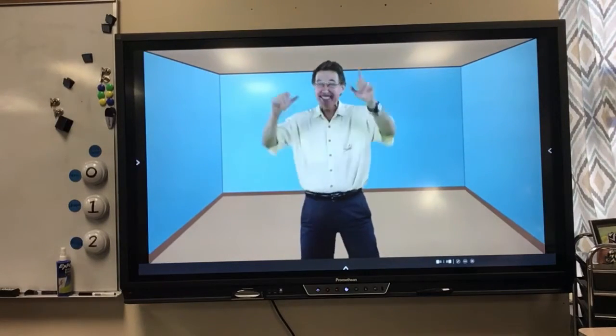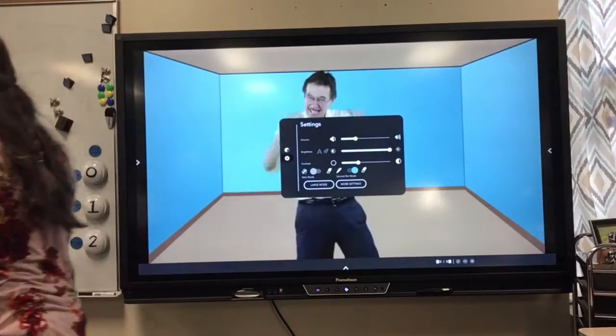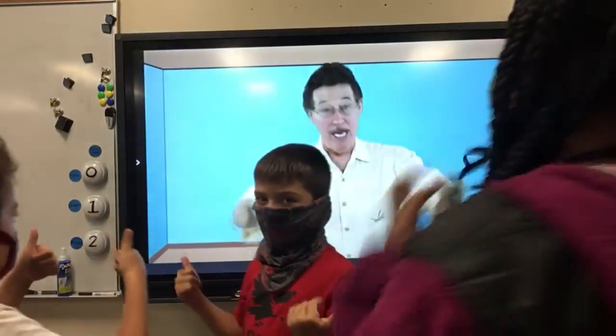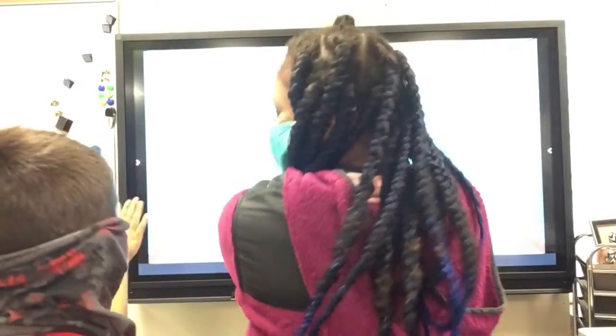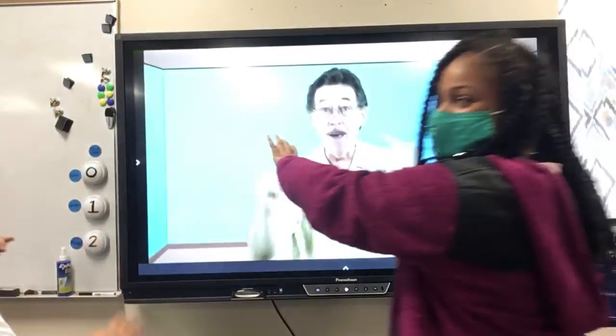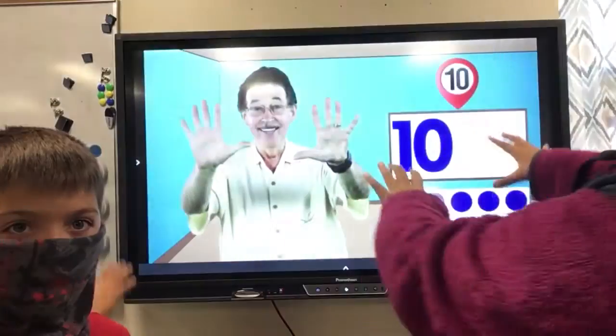Let's learn our number pairs that make 10. Build your math fluency. I can say my number pairs and use my hand. I know that two parts make a whole. Let's learn the number pairs of 10.